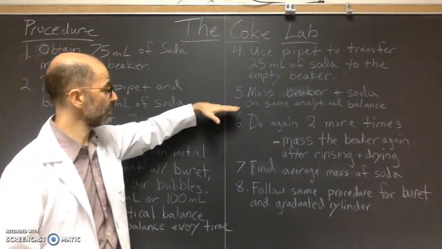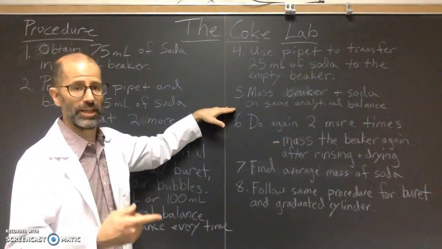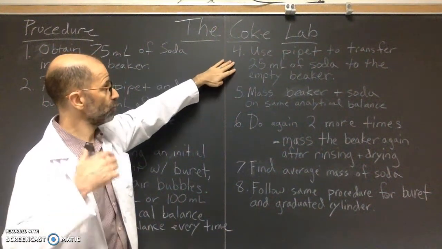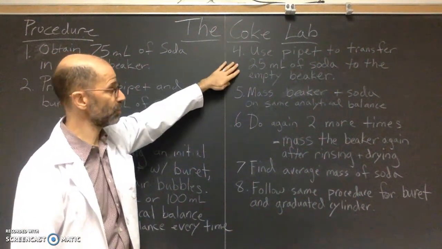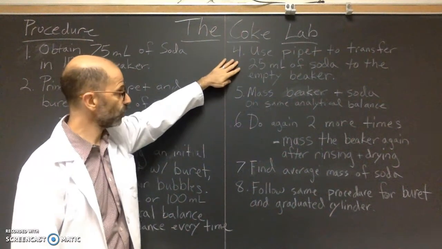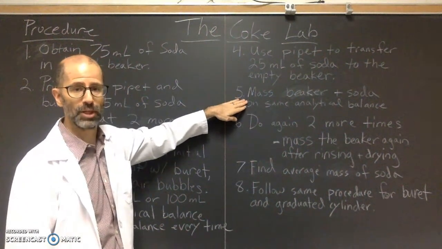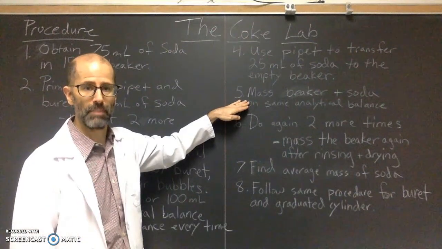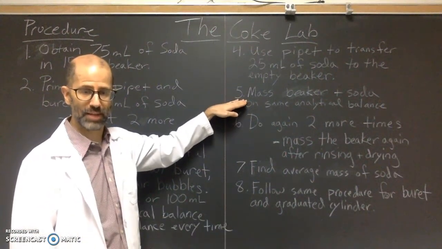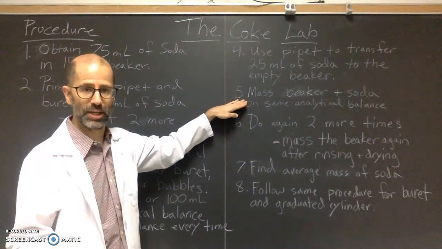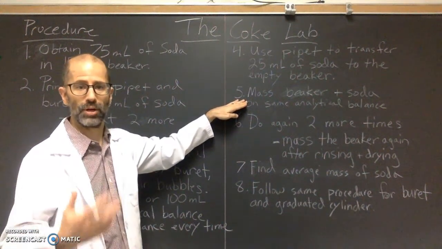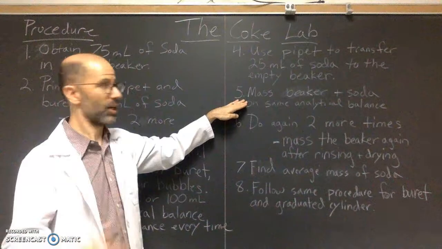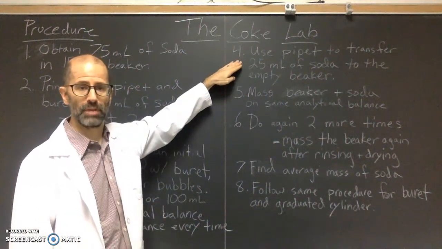So you gotta remass your empty beaker before you do it again. Okay, so you remass the empty beaker. You're gonna use your pipette a second time, get the 25 milliliters, put it into the empty beaker, and then go back to your balance and mass the beaker with its contents. And then you're going to empty the beaker again, and then you're going to rinse it out with water, and then dry it out, and then you're going to do it a 3rd time with the pipette.